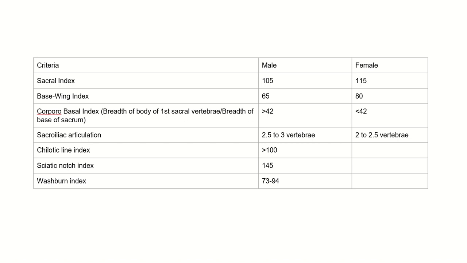The sacral index in males is 105 and in females is 115. The base wing index in males is 65 and in females is 80. The corporobasal index is more than 42 in males and less than 42 in females. The sacroiliac articulation spans 2.5 to 3 vertebrae in males and 2 to 2.5 vertebrae in females. The chilotic line index is more than 100 in males. The sciatic notch index is 145 in males, and the Washburn index is 73 to 94 in males.